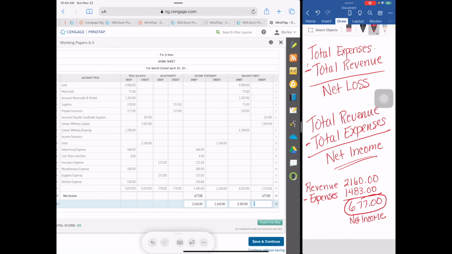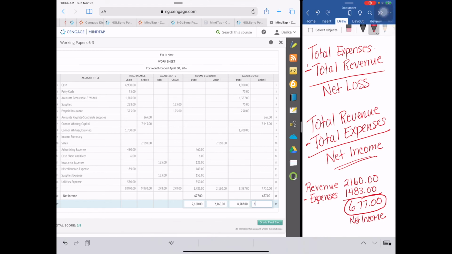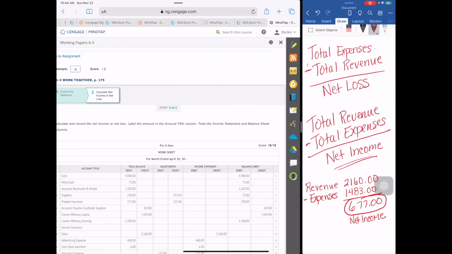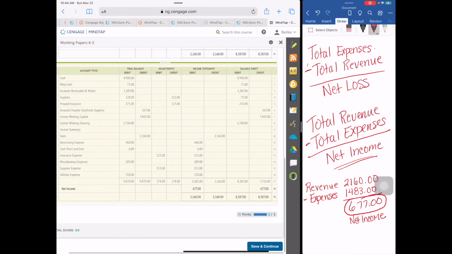And the last column, we take $7,710 plus $677, and we come up with $8,387. When you look at your worksheet, when you're all done, your debits must equal your credits in your income statement, and your debits must equal your credits in your balance sheet. And there it is, all completed.